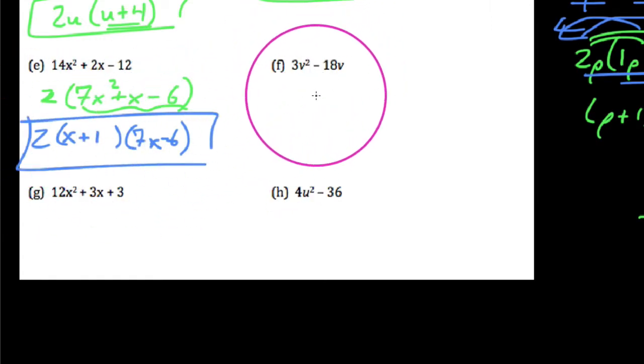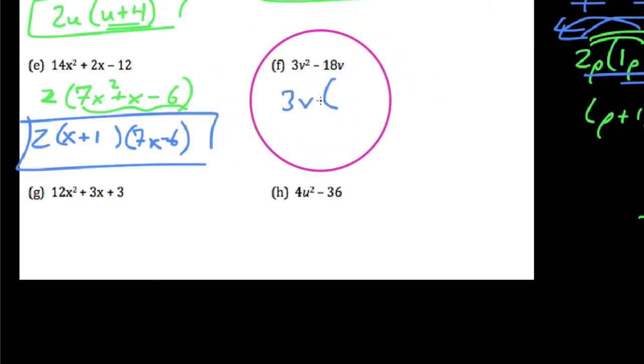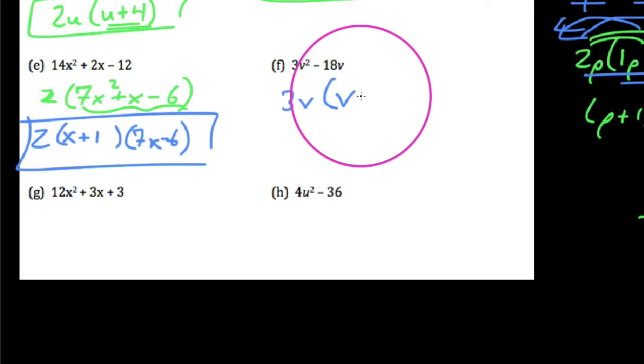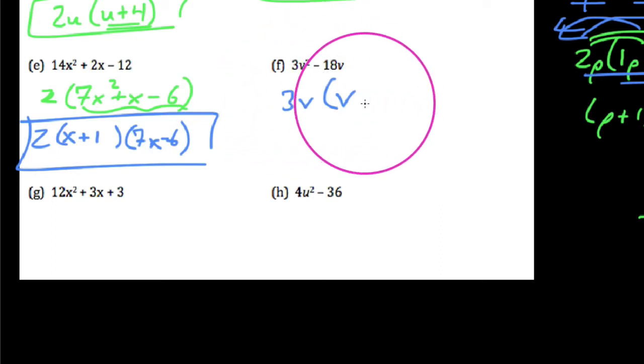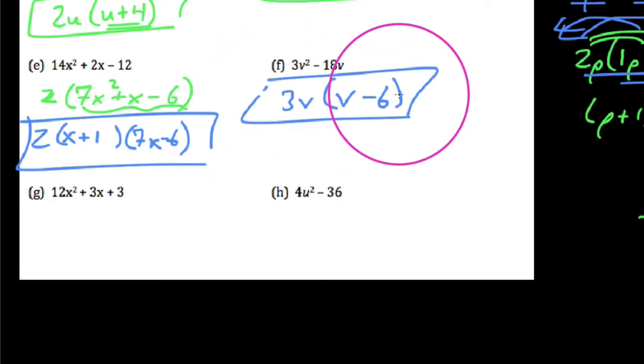We say 3v squared minus 18v. They both have a 3 in common. They both have a v in common. And if I were to divide out 3v, I'd be left with an individual v. And then a negative 18 divided by positive 3 is a negative 6. And I took this v out front, so it would just be this guy right here.